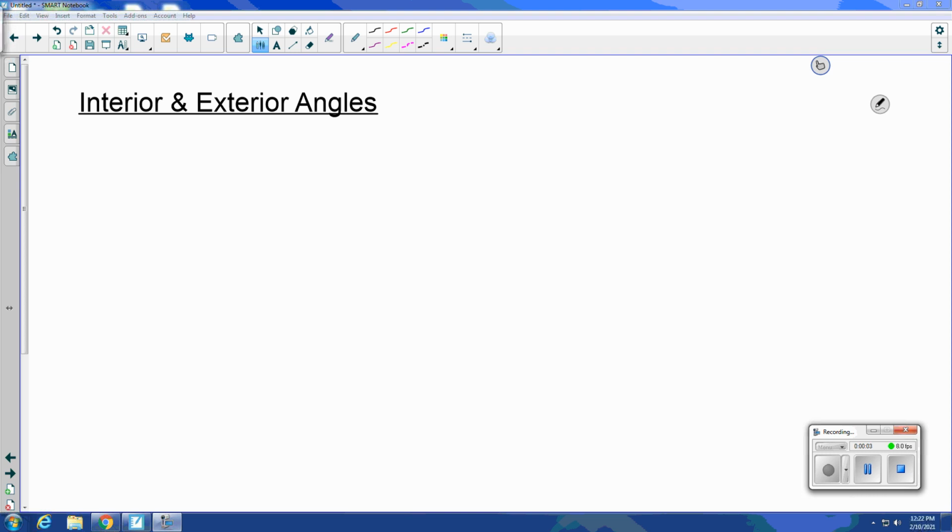Interior and exterior angles of a polygon. So we know the simplest form of the polygon is the triangle. And we know the sum of the interior angles of the triangle is 180 degrees. Now that was proven in an earlier video, but we're going to use that fact to determine the sum of the interior angles of other polygons with more than 3 sides.